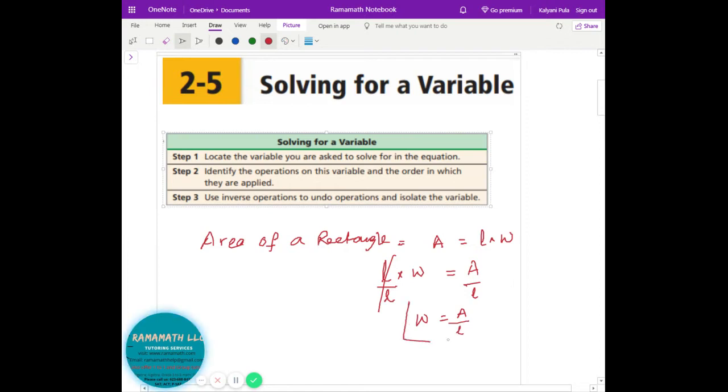So what did we do? We solved for a variable. So that's called solving for a variable. Okay? Anytime you're solving for a variable, you're basically creating a new formula.